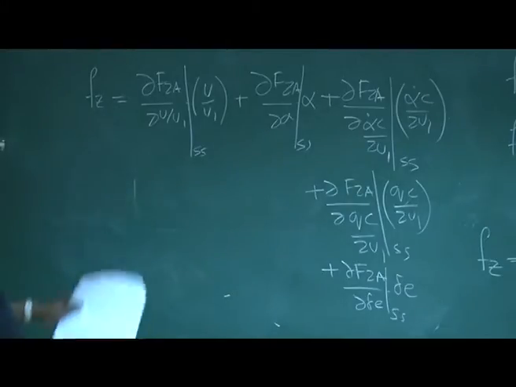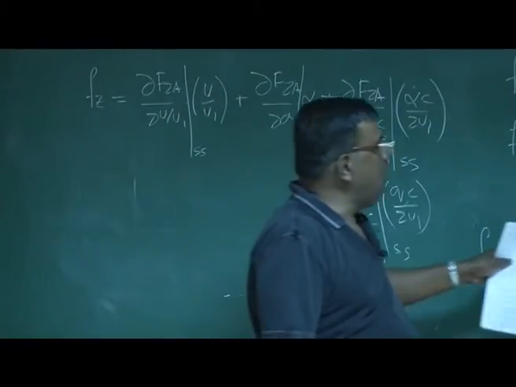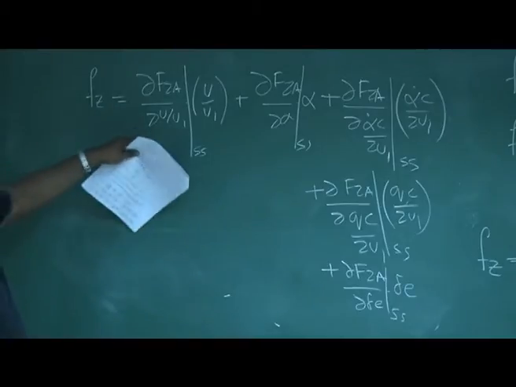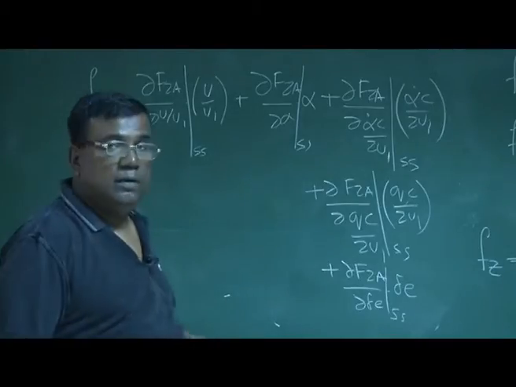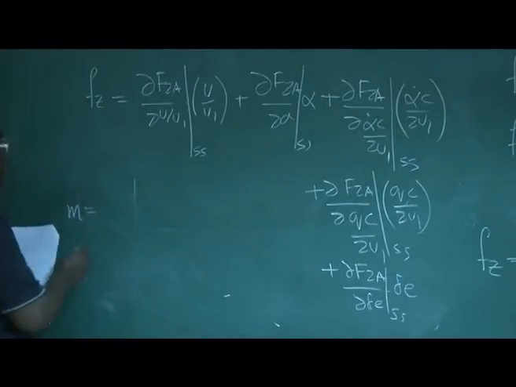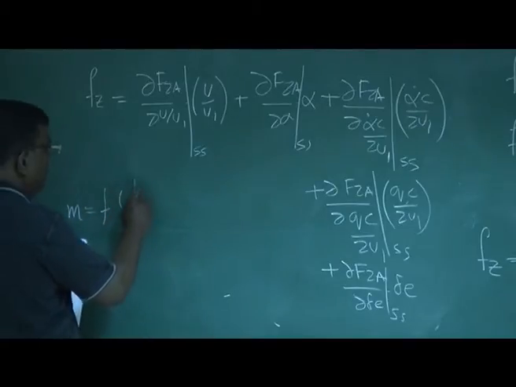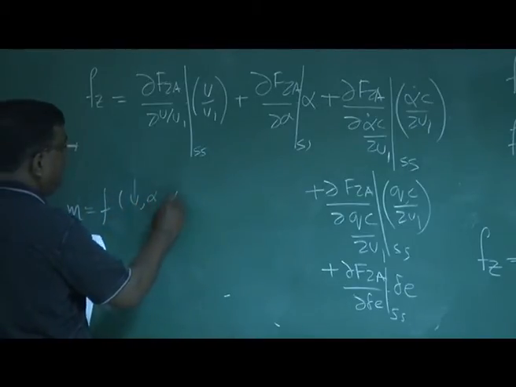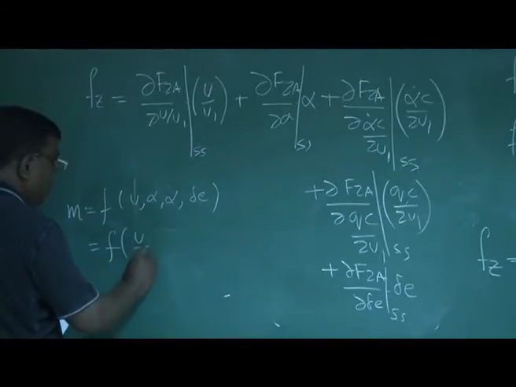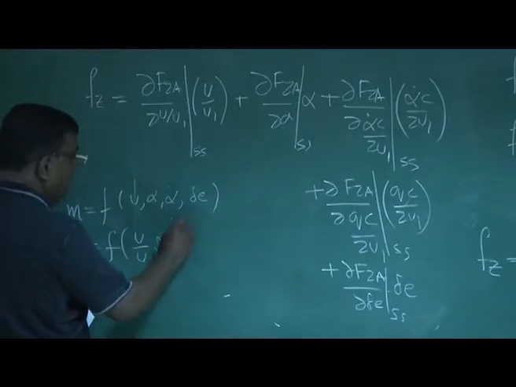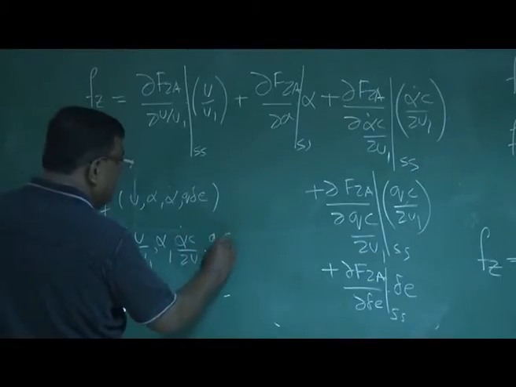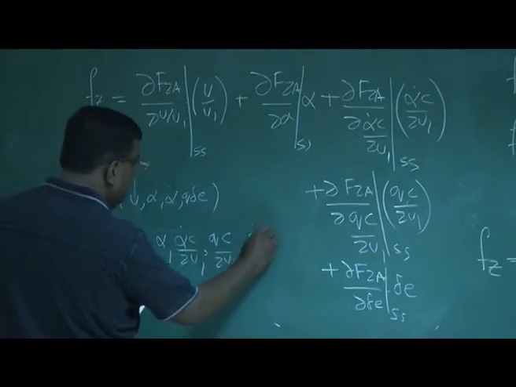Okay, so now this is clear to you as far as mathematically expanding it. We will try to give physical interpretation of these derivatives, and then we'll find how simple and how wonderful these things are. And then for M, again we write M as a function of u, alpha dot, delta E. Now here we become smarter, so we write it as a function of u by u1, alpha, alpha dot c by 2u1, and of course q is there, so qc by 2u1, comma delta E.